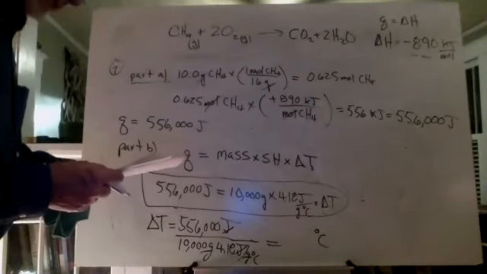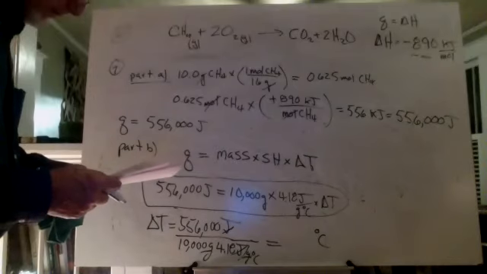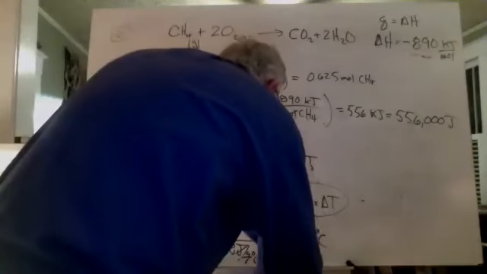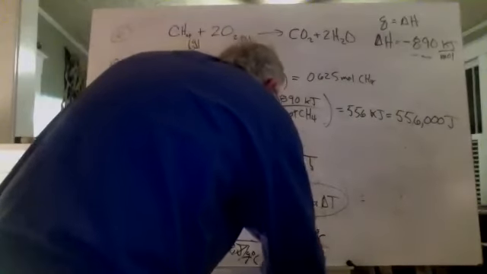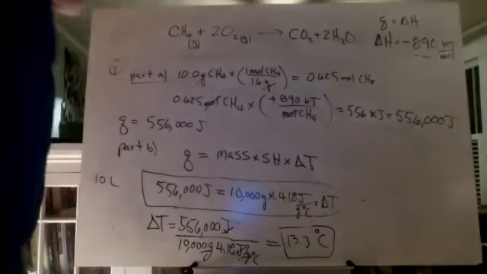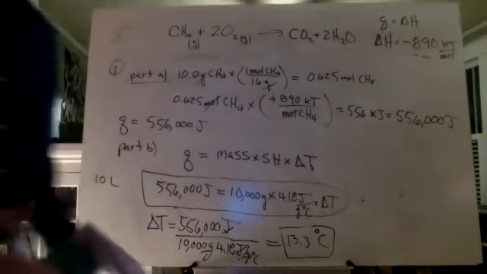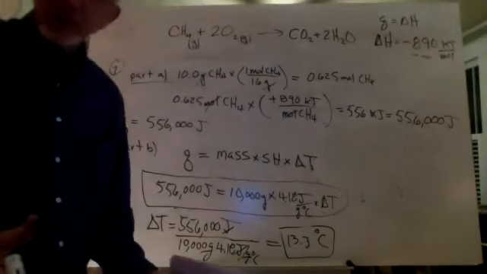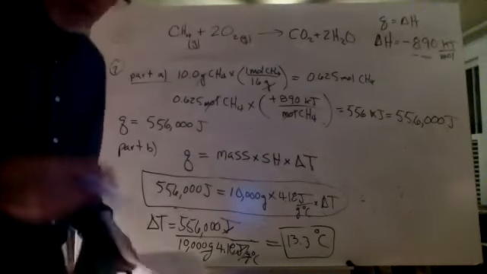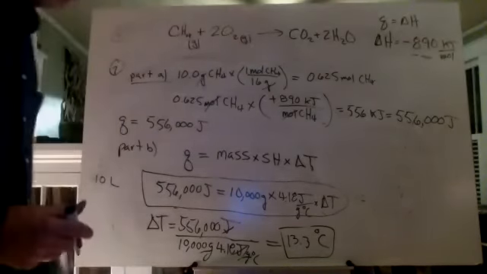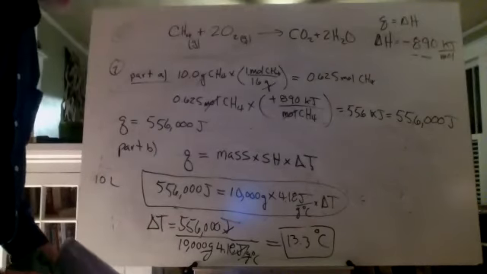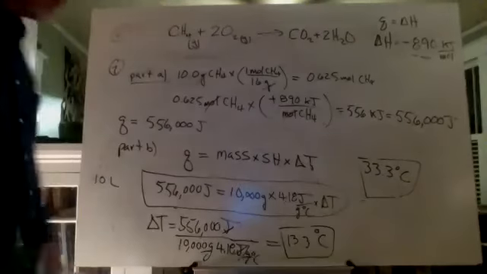And what do we get? We get a temperature change of 13.3 degrees C. So that 10 liters of water, which was initially at 20 degrees C, the temperature will rise by 13.3 degrees. So if it was at 20 degrees C, it's now going to be at 33.3 degrees C. And that would be the answer to question 7.